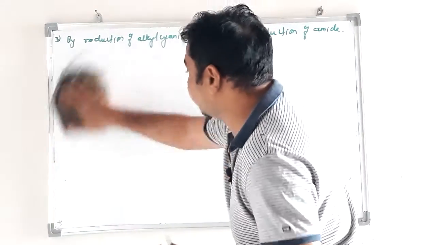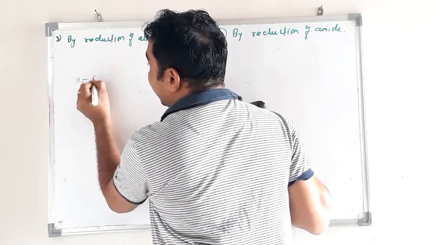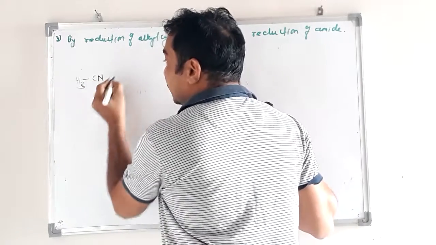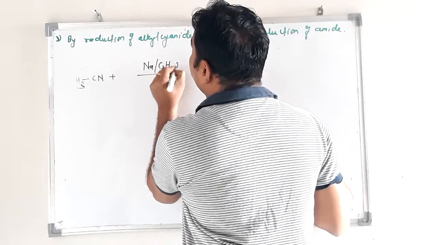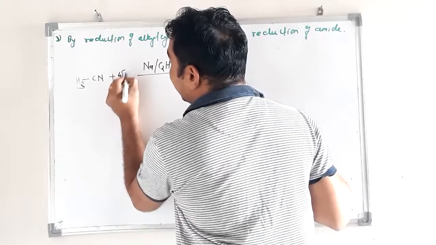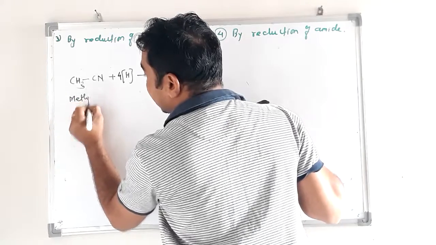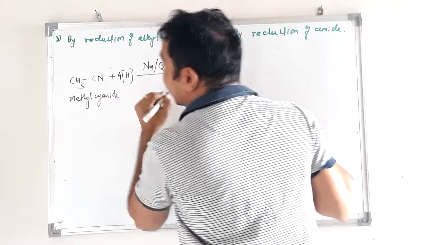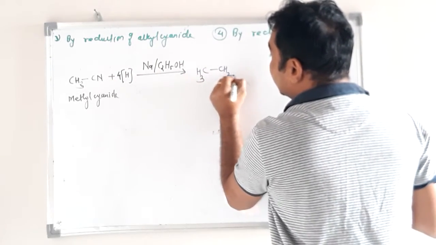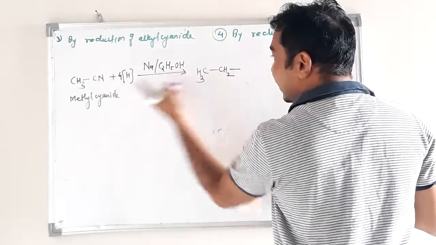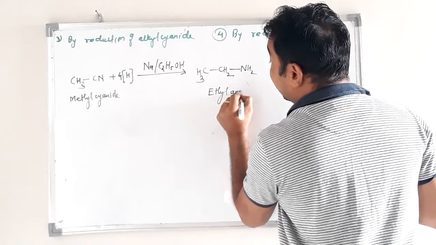For example, methyl cyanide. Methyl cyanide is treated with sodium and ethanol, then it will produce 4 free hydrogen. These 4 free hydrogen add across the carbon nitrogen triple bond, C gets converted to CH2, and N gets converted into NH2. That is ethyl amine. Ethyl amine.